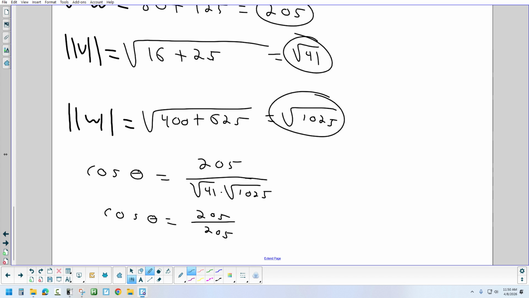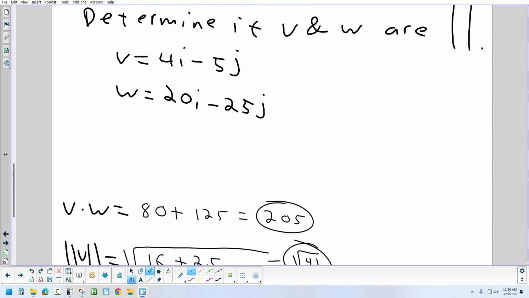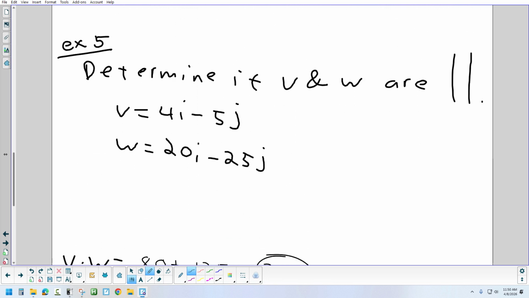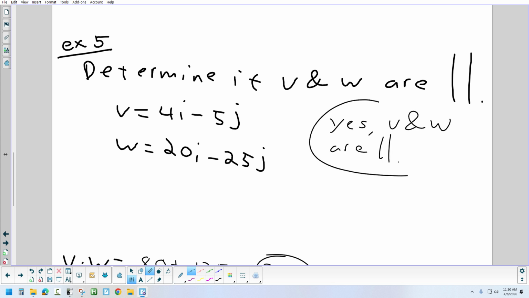Is there any question why those are parallel? So the two vectors are parallel. So what does the question say? Determine if V and W are parallel. So we would write, yes, V and W are parallel.